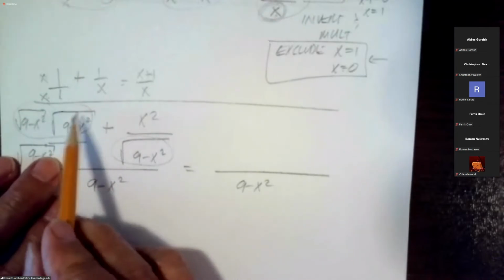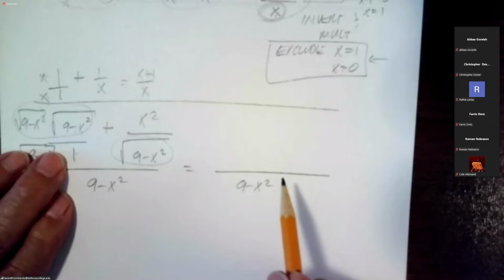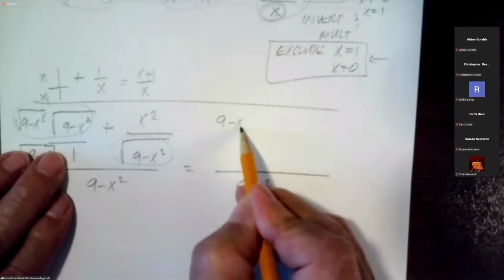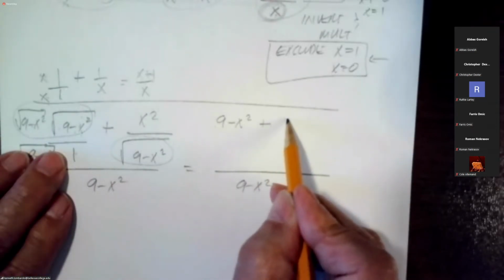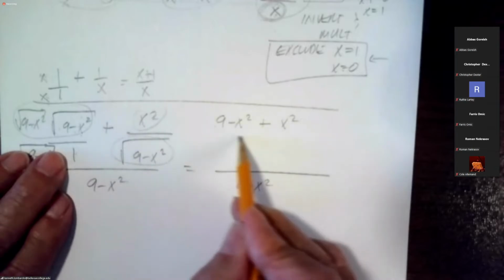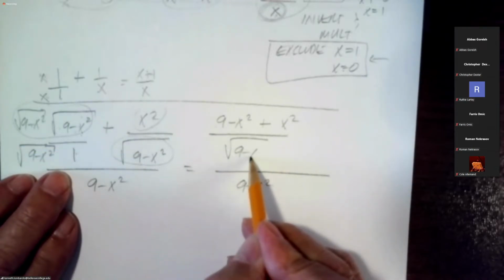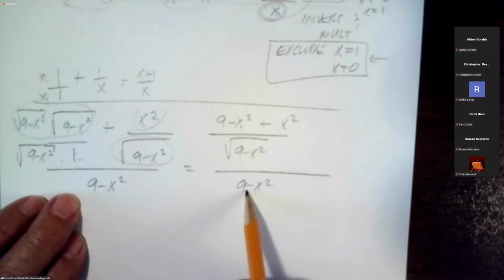So I'll take root 9 minus x squared and multiply numerator 9 minus x squared. So 9 minus x squared times 9 minus x squared, what's that going to give me? 9 minus x squared. Those roots will go away, won't they? Plus x squared divided by root 9 minus x squared. That's the common denominator. And that's all over 9 minus x squared.